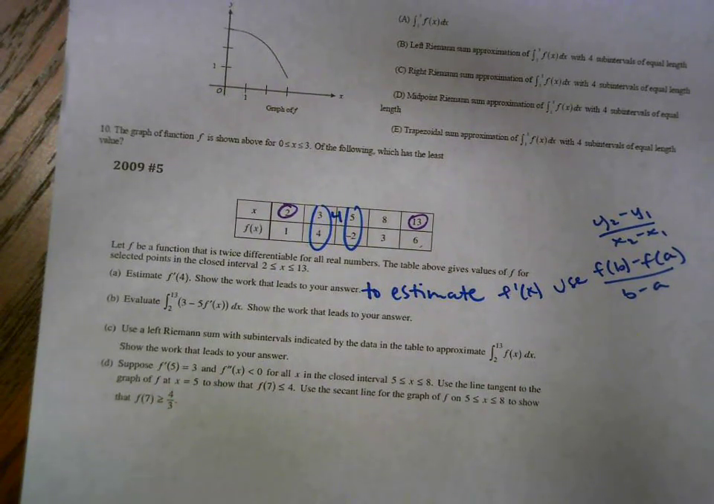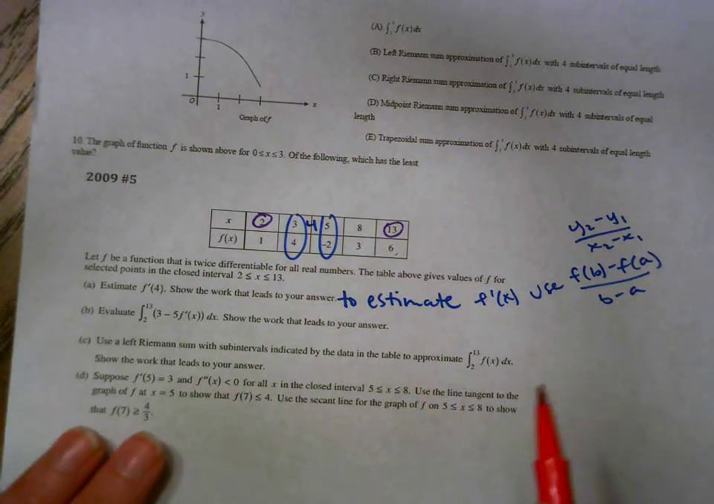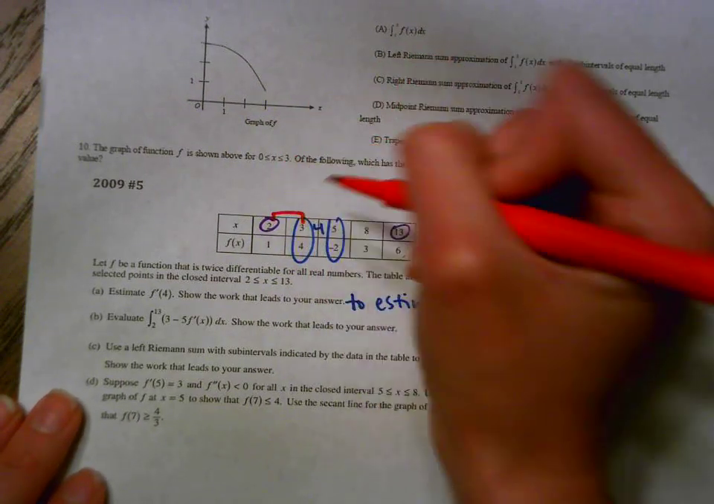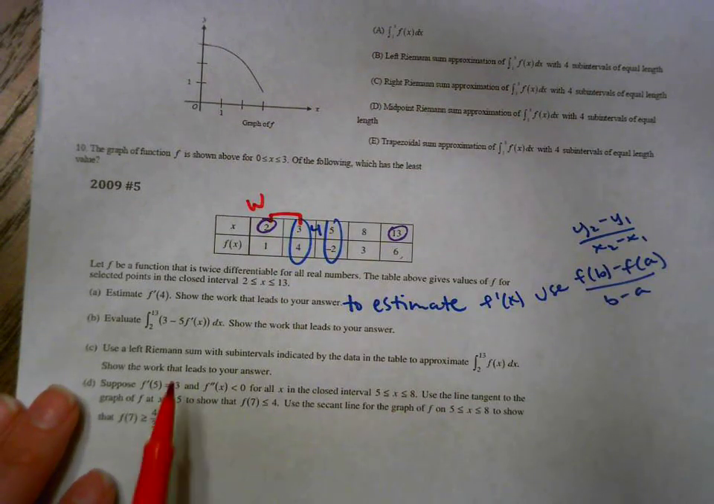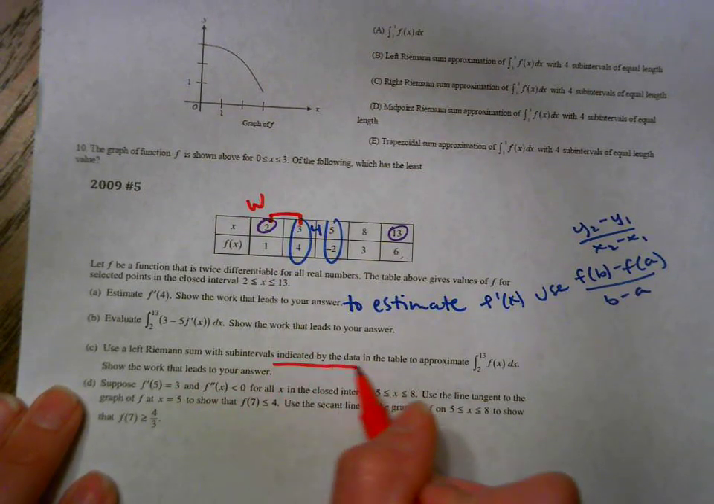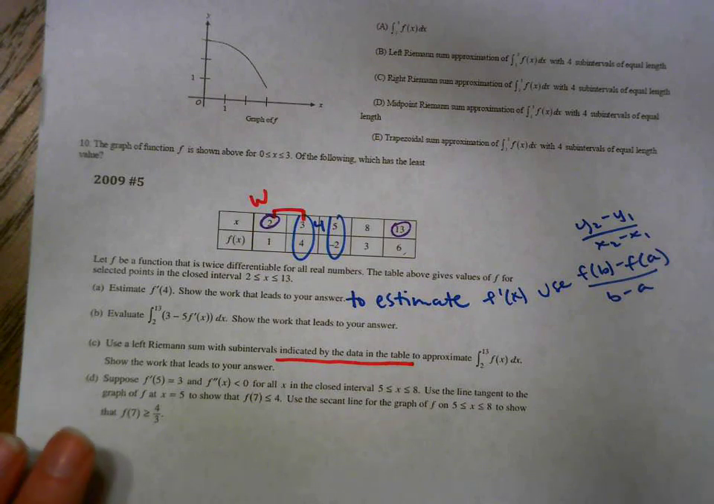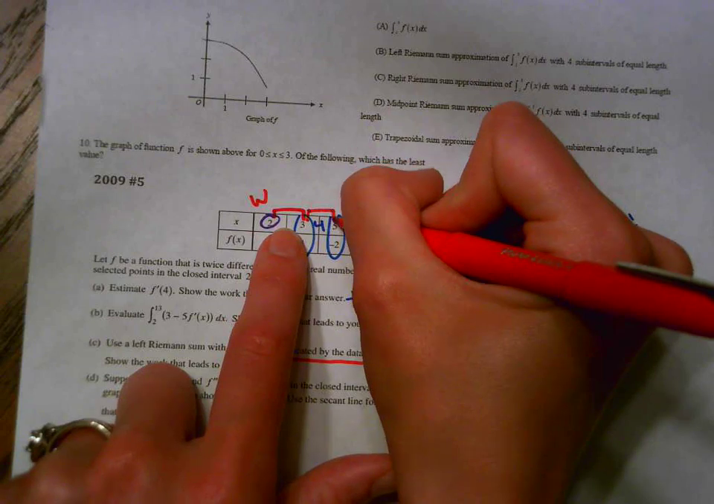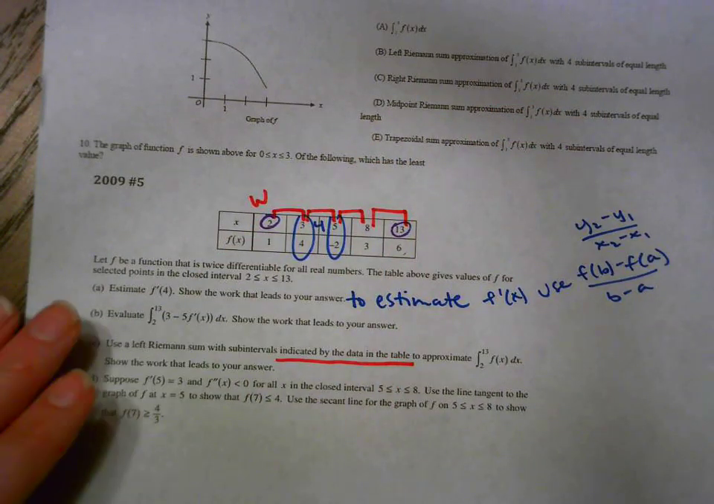So how do we do a left Riemann sum? You're going to be doing rectangles, and you do length times width. Or I think about it, width times height. So the width is going to be this distance between the x values. Now, because it says subintervals indicated by the data in the table, that means it's not equal width. So we're not going to use that formula, b minus a divided by n. We're just going to go from here to here, here to here, here to here, and here to here. So we should have 4 rectangles.